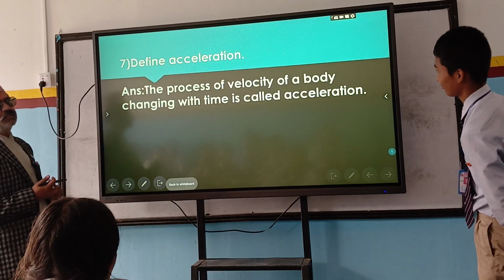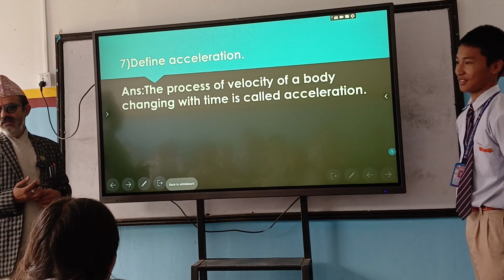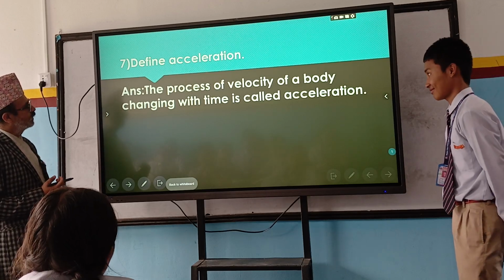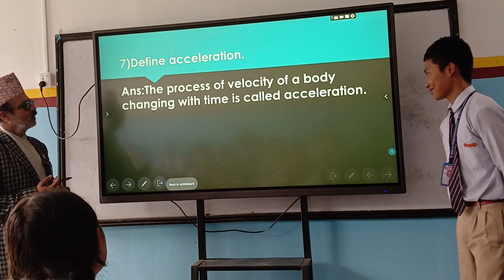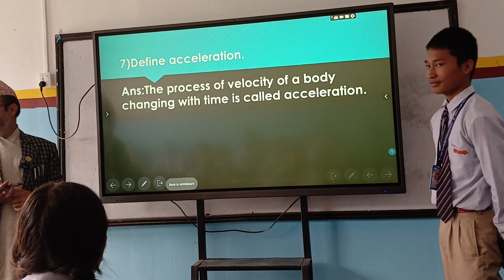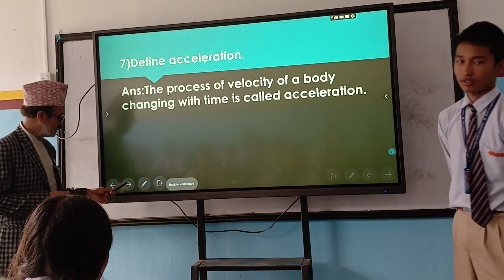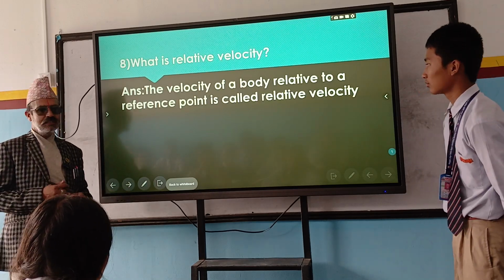Define acceleration. This is 1 mark question, right? How do you define acceleration? The rate of change of velocity with time is called acceleration. What are the 2 types of acceleration?